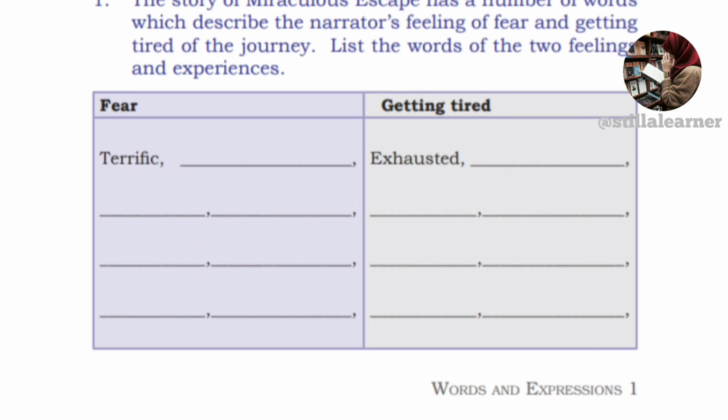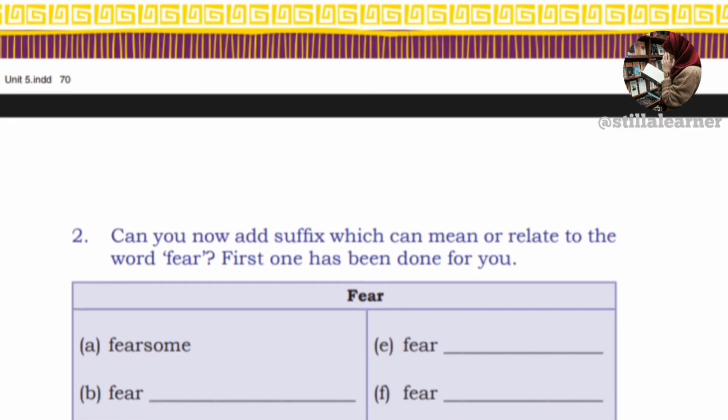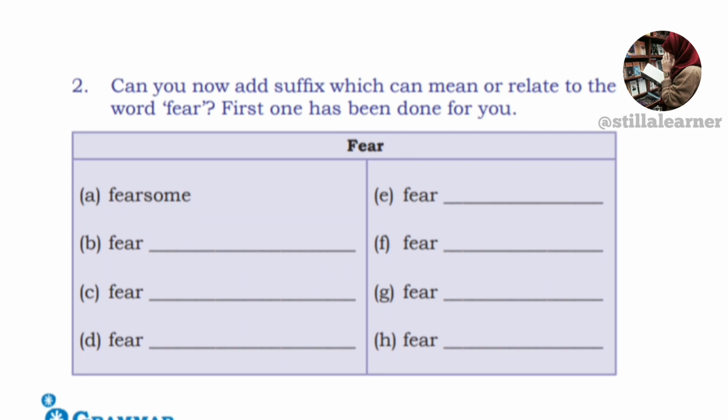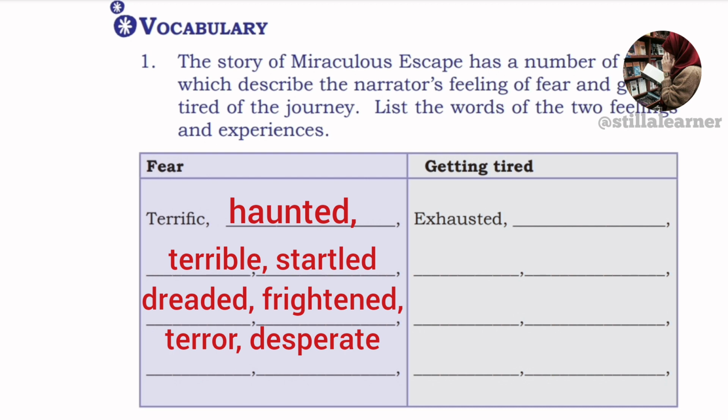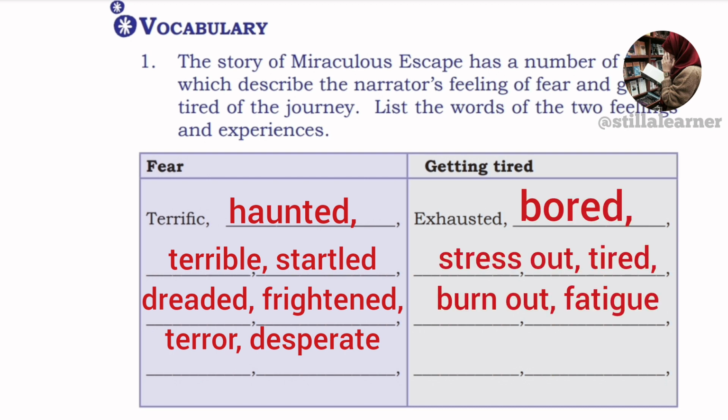Okay, here also 2 words are given, fear and getting tired. From the story The Miraculous Escape, we have to collect those words which are related to fear and getting tired. Okay, let's see the answers. Terrific is already given, hunted, then terrible, then startled, then dreaded, then frightened, then terror and then desperate. These are the words related to fear. Then getting tired related words are exhausted already given, then bored, then stress out, then tired, then burn out, then fatigue.